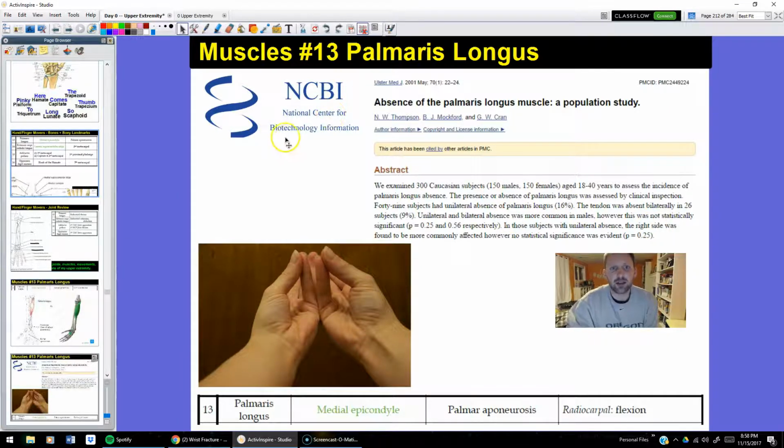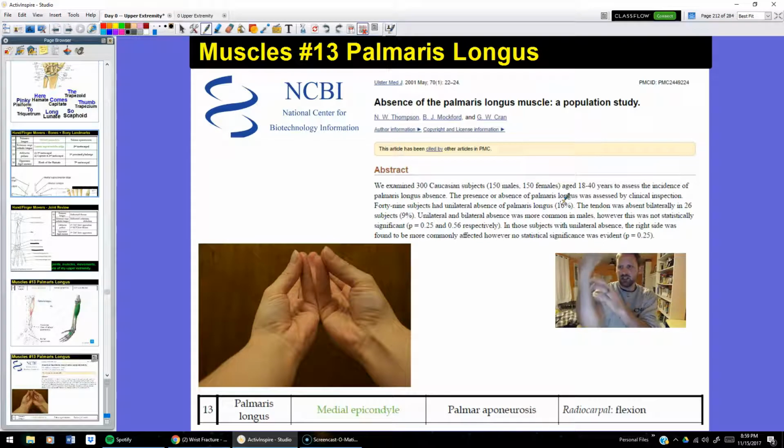NCBI, National Center for Biotechnology Information. If you ever want to Google search something in science, type in NCBI or probably more generally NIH, National Institutes of Health. And it's like an incredibly reliable Google search, much more reliable than Wikipedia. So they did a study on 300 Caucasians, 150 males, 150 females. They found that 16% of people are missing their palmaris longus tendon.